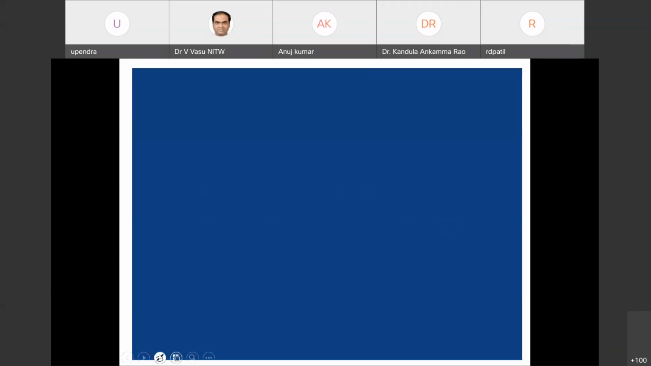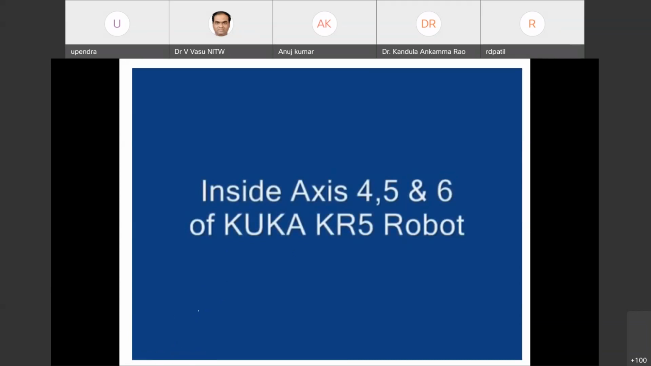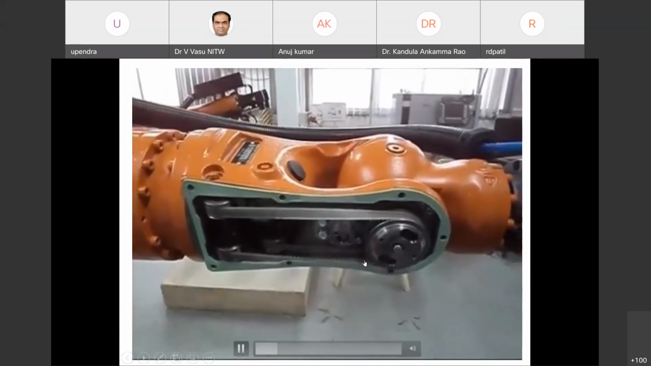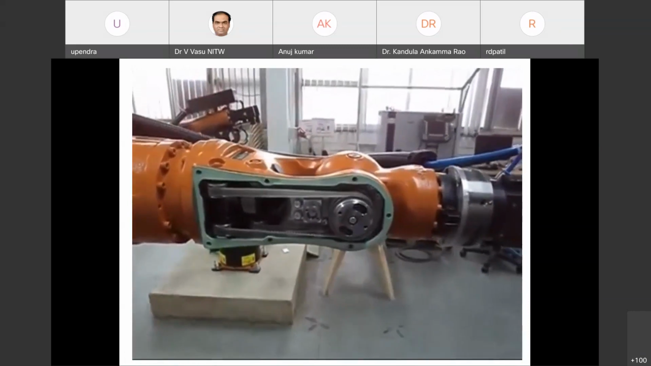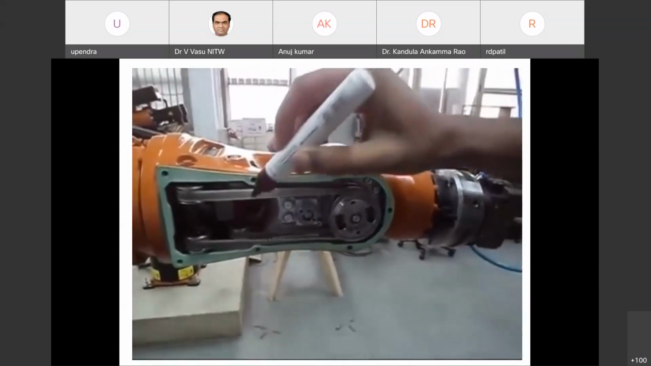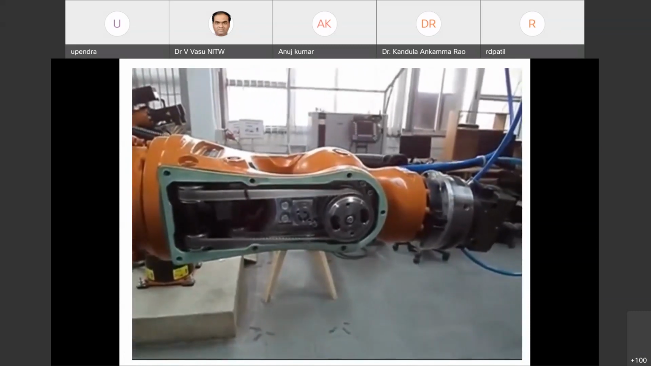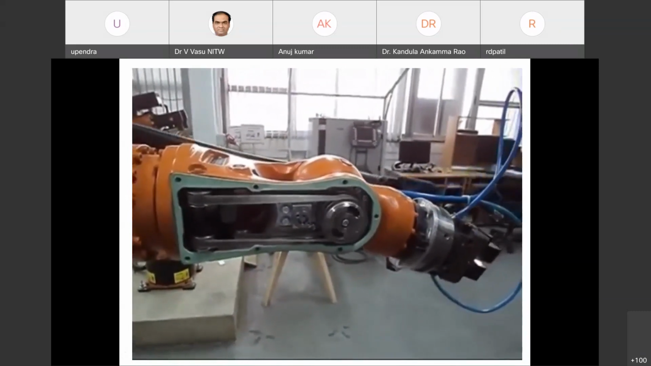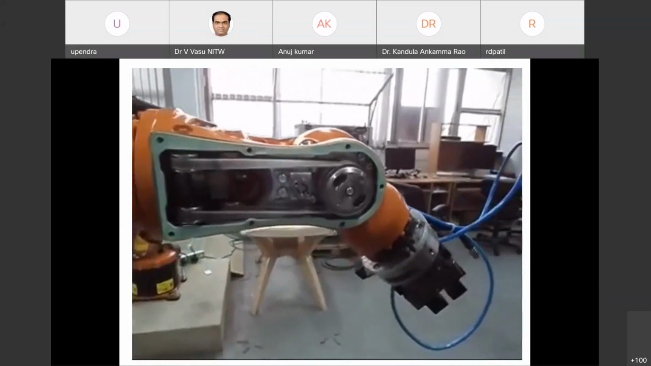In this video, you can see the exact DC motors. These are the DC motors used in this robot system. Here the belt drives and the gearing system are used for the different links of the robot. The transmission systems transmit the torque from the DC motor to these links.